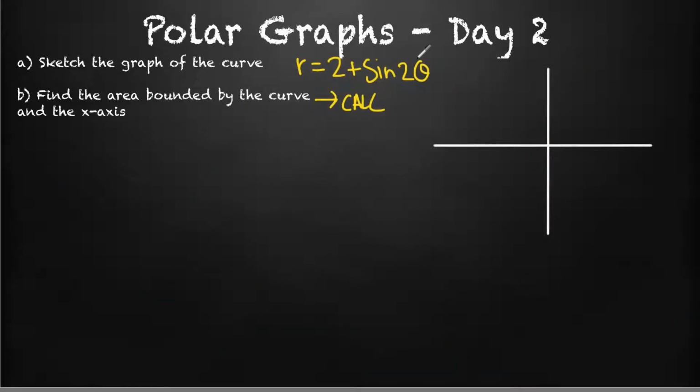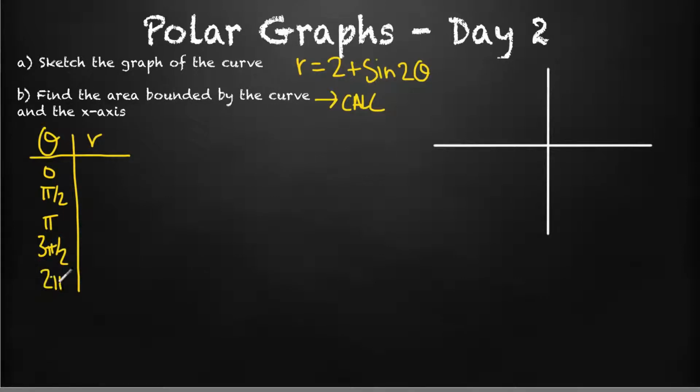All right, in this problem, we are asked to sketch the graph of the curve r equals 2 plus sine of 2 theta. And then in part B, we are going to find the area bounded by the curve and the x-axis. So we ought to be a pro now at graphing these. And so we'll put theta here, put r there. So 0, pi over 2, pi, 3 pi over 2, 2 pi.